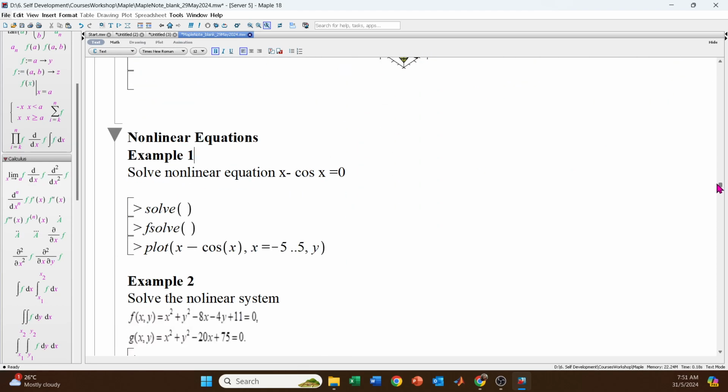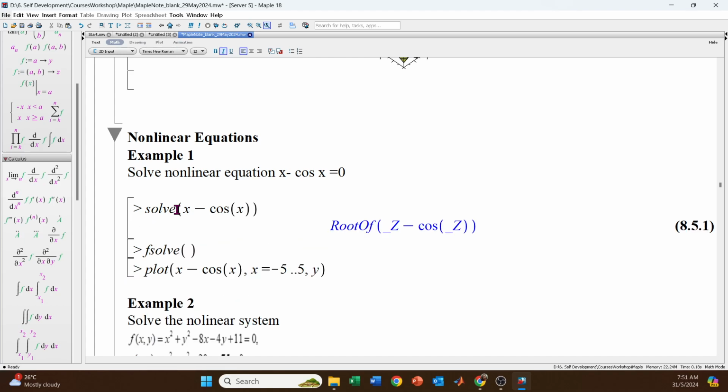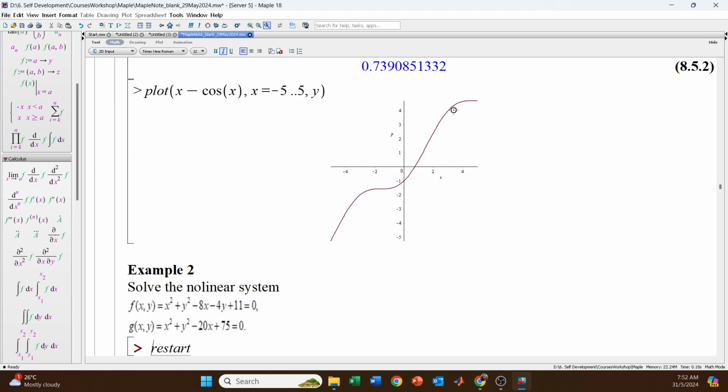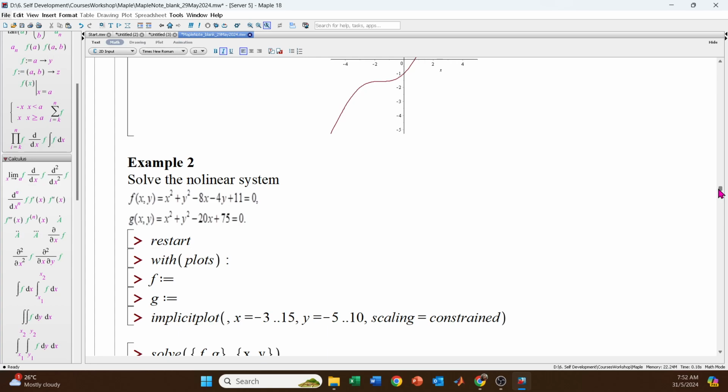To solve a non-linear equation, you solve x minus cos x. If you use solve, it gives you something like this, because this is actually a non-linear equation. To solve a non-linear equation, normally we use fsolve. It gives you one of the roots. And you plot the graph of this non-linear equation.